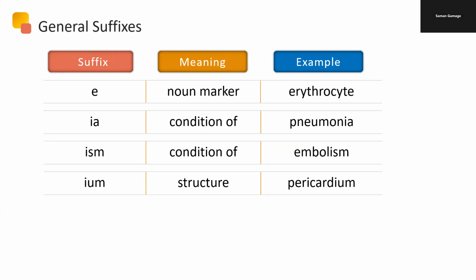Ium is structure. Pericardium, structure around the heart. I think we discussed this term in the last video as well. Pericardium, the tissue or structure surrounding the heart. Y means condition. Adenopathy, a disease condition in glands.